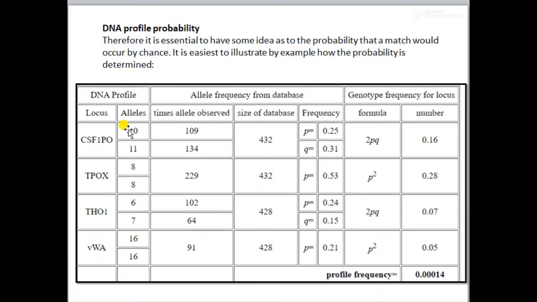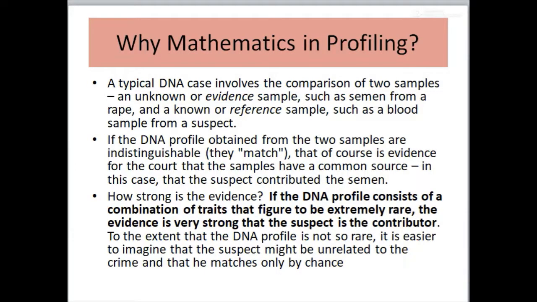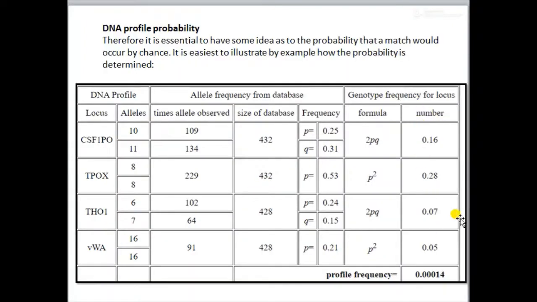If the alleles of your sample, in this particular loci, are two different alleles like 13 and 16, the allelic frequencies of these two are individually calculated, and then you calculate the genotypic frequency, and from the genotypic frequency you ultimately calculate the profile frequency. In this example the profile frequency is 0.00014.